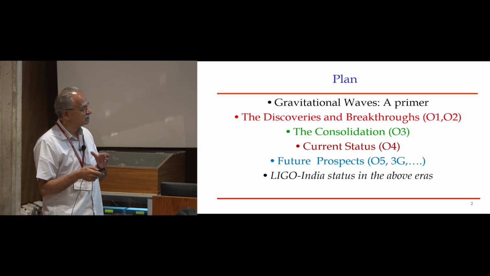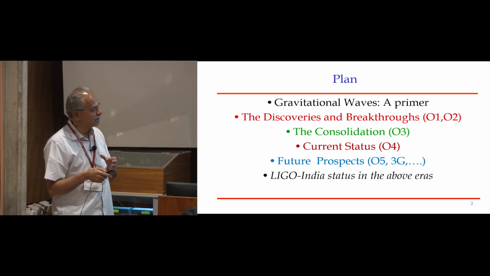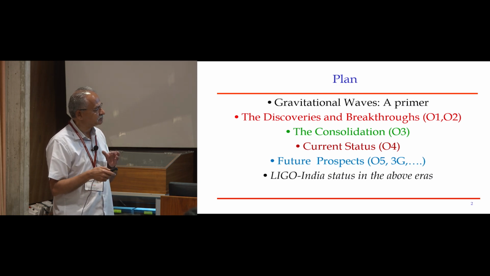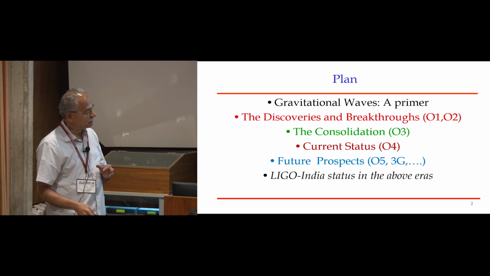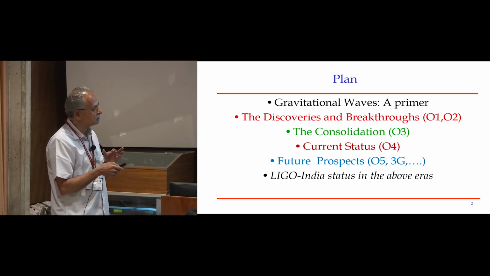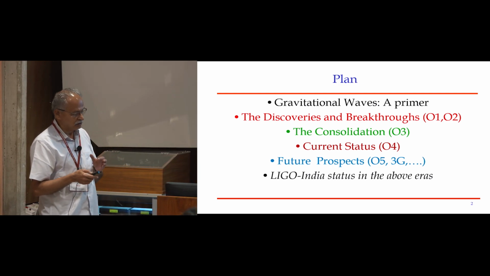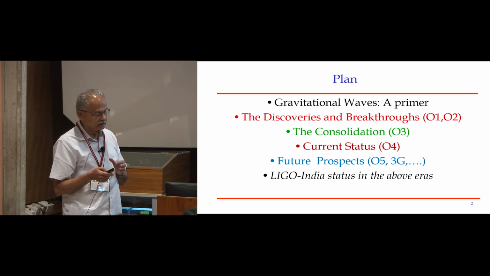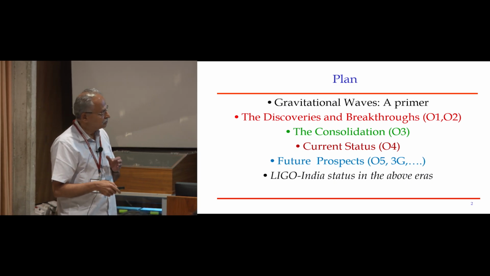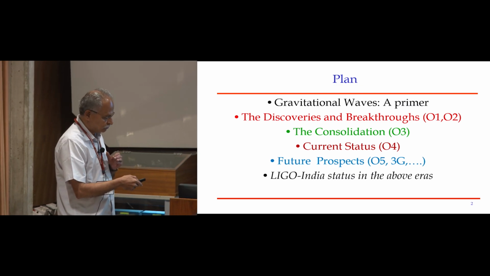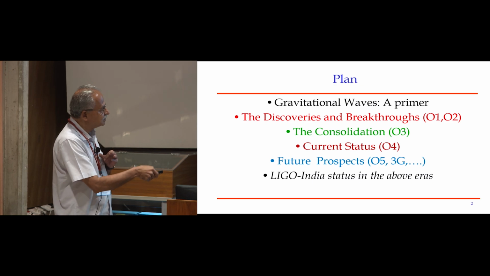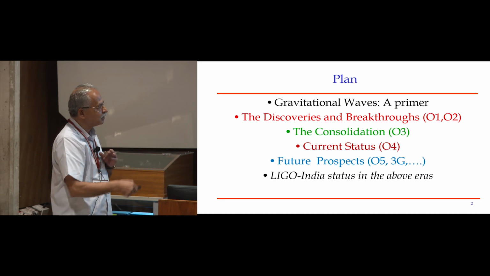The fifth observational run, and then the plans for the next generation gravitational wave detectors, which is called the third generation gravitational wave detector. While I go through this, I also, at some particular point, will mention that there is something called LIGO India, a mega project where a gravitational wave detector is being built in India. So I will basically tell you about the status of LIGO India in the global scene.